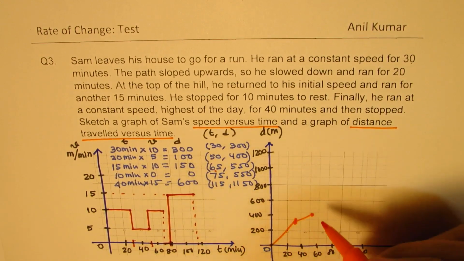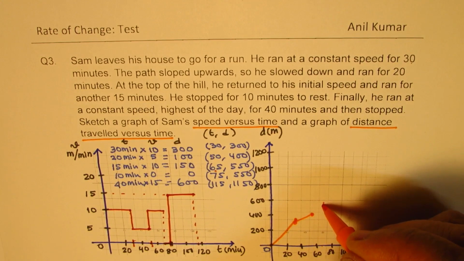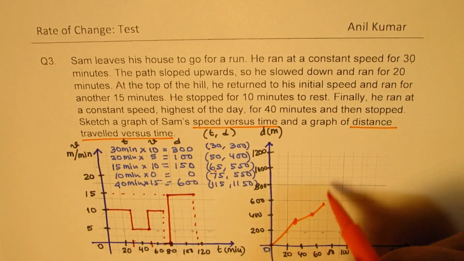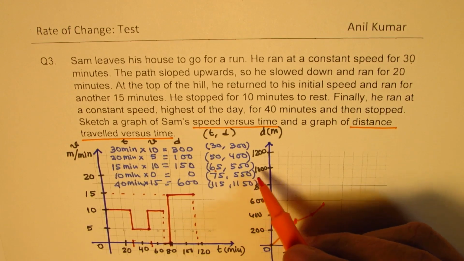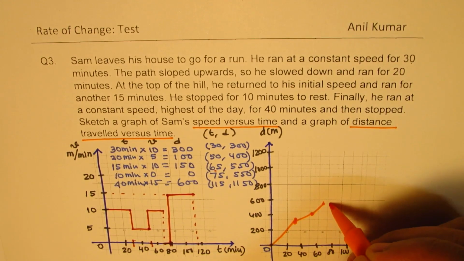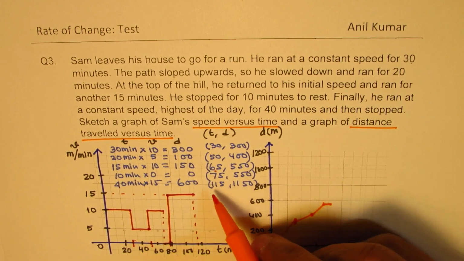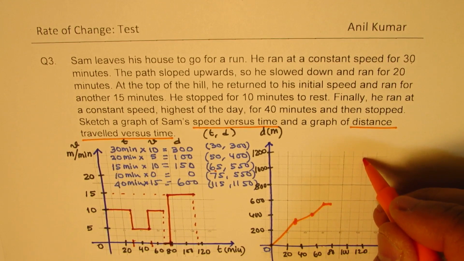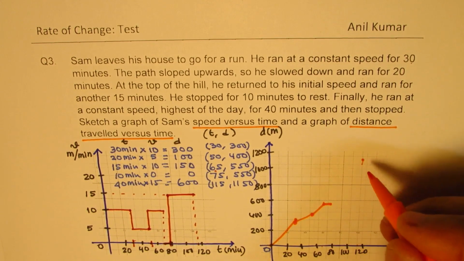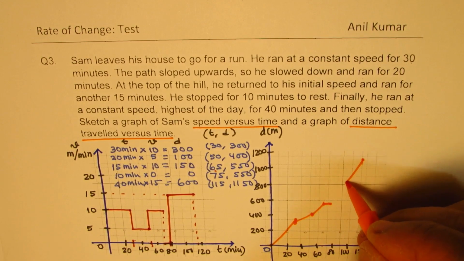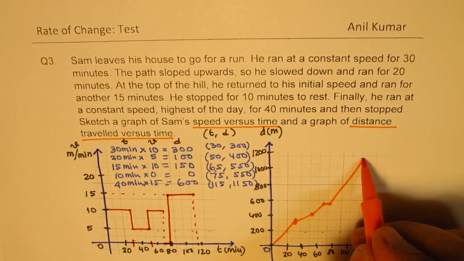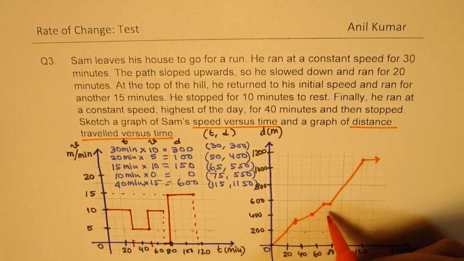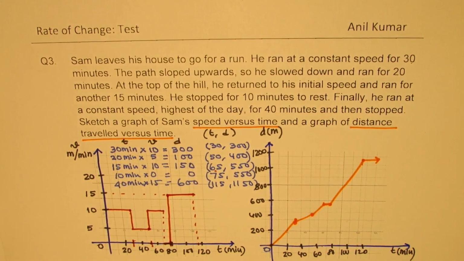And then we have 65, 550, somewhere there. So that goes. And at 75, again 550. So at 75, it is the same distance, since the object is at rest. Sam is not running. And then at 115, it is 1150. So 115 is slightly less than 120, and that is 1150 right there. So that becomes the final run. And then it is constant. Do you see that? So that is how we could actually plot.